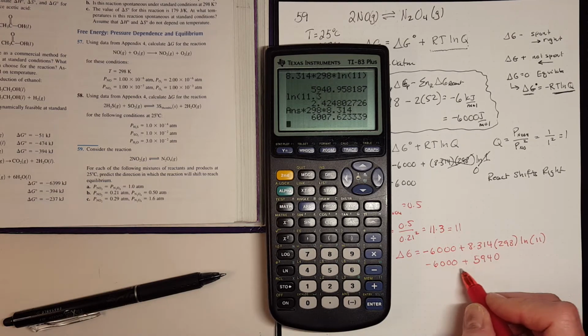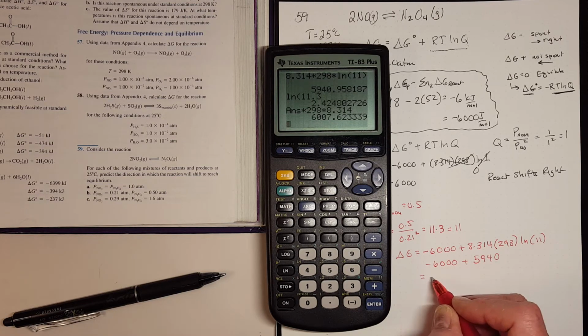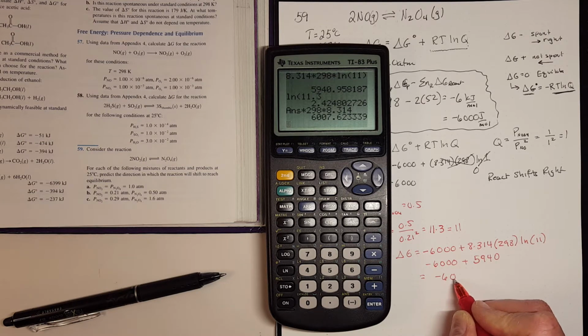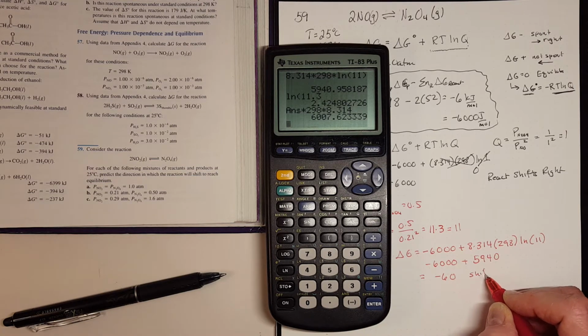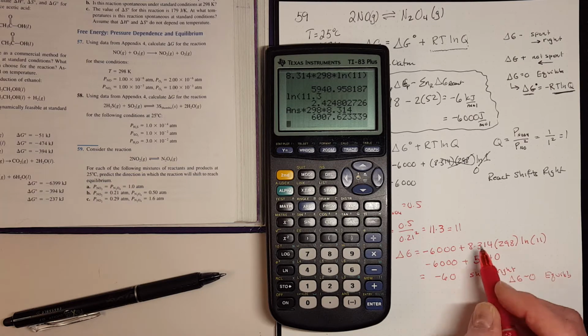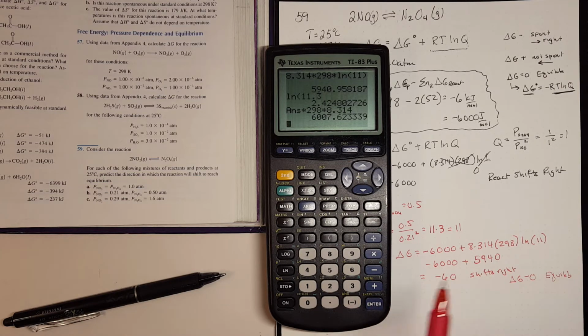So these are approximately equal, but if we did it out, we would get negative 60, and so delta G is negative. Perhaps it would shift to the right. That would say shifts to the right. If I left a couple more sig figs on this, I think you might find out that delta G is approximately 0, and then you would be at equilibrium. Okay, but that's how you do that. You compare and see what your delta G comes out to be.